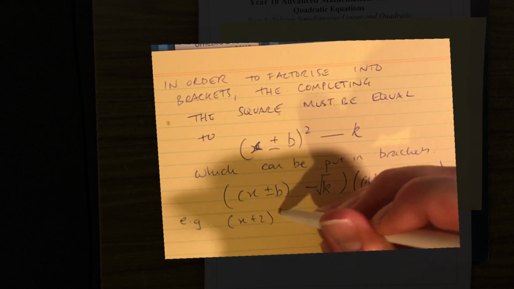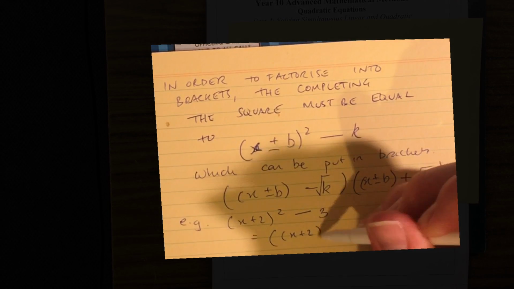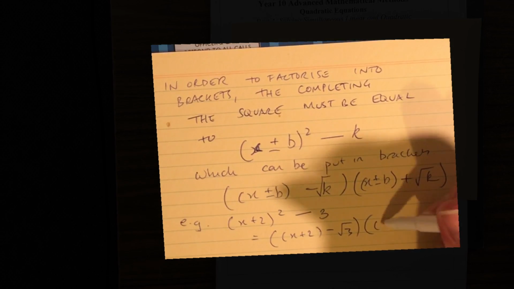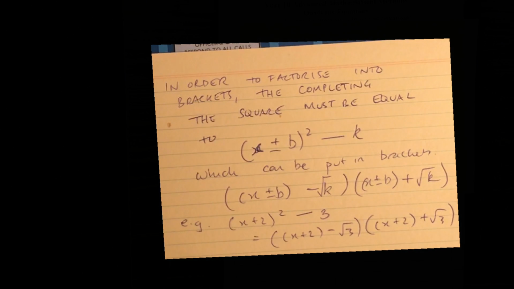So, for example, if you had in brackets x plus 2 squared minus 3, then that would become, in the factorized form, x plus 2 minus root 3, x plus 2 plus root 3.